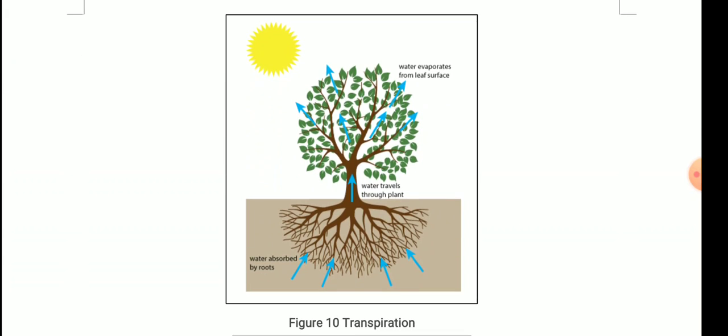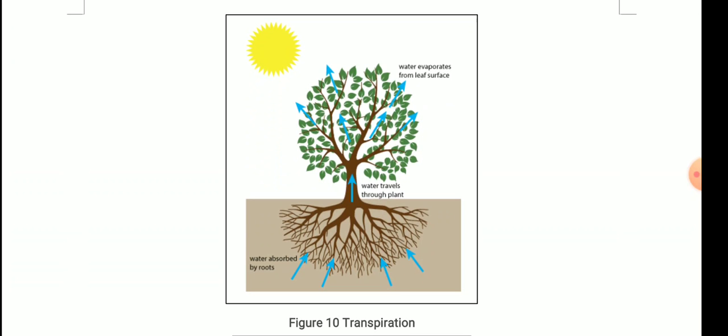Now you can see this figure of transpiration. You can see the water is absorbed by the roots. Now water travels through a plant and it evaporates from the leaf surface. So you can say it is only unidirectional. I told you in the starting that the water flow in the xylem is only unidirectional. You can see this by the arrow. It is absorbed from the roots and moves through the plant and then evaporated from the leaf surface. Clear?